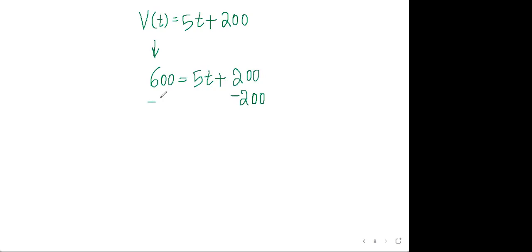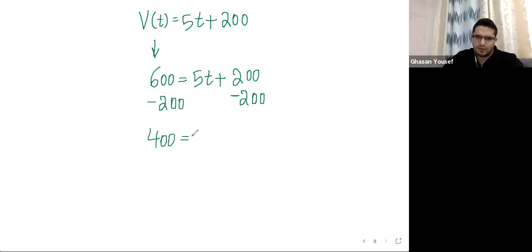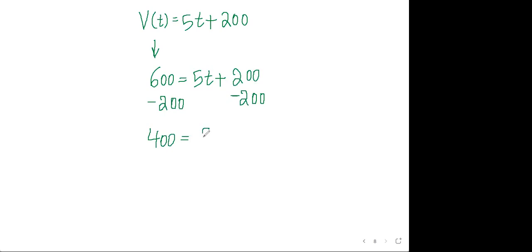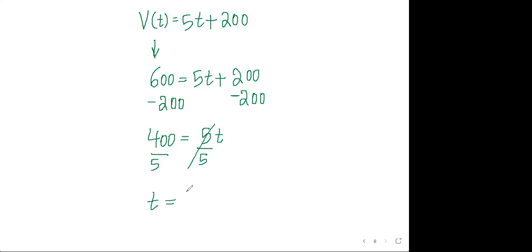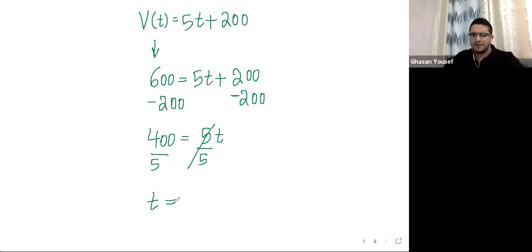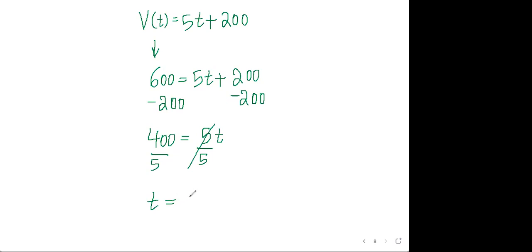Then you're going to get 400 equals 5t. And then you divide by 5 on both sides. And what is the value for t? It's going to be 1 minute and 20 seconds. Why? 400 divided by 5 is 80. Oh wait, 80 minutes.